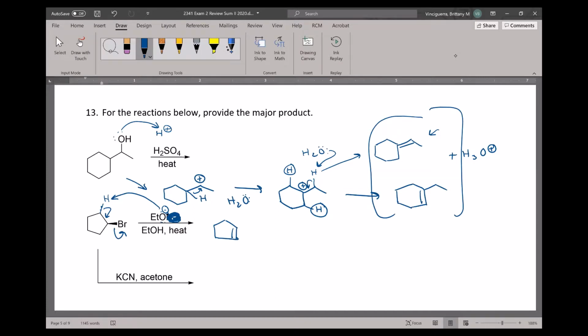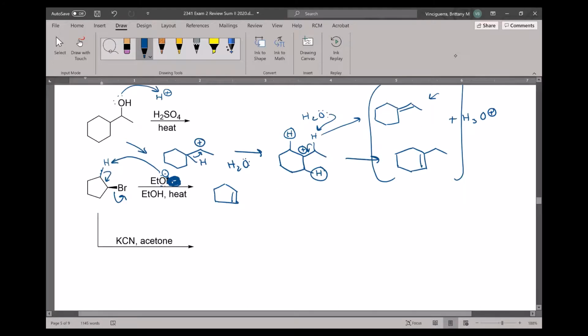In the next one, we have potassium cyanide. What's going to happen in this one? SN2. Right. So we have cyanide, which is a good nucleophile. Can kick out the bromide. Oops, I forgot to ask you guys about the stereochemistry. I just went and did it. And make sure that you draw the inversion of stereochemistry.